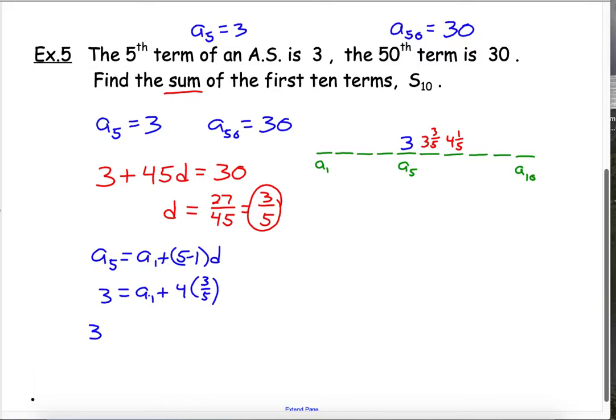It's going to be 3 minus 12/5. That'll be my first term. So that's 15/5 minus 12/5, which coincidentally is 3/5, the same as our common difference. So the first term is 3/5. And then we can just keep adding as we go. So I guess we could punch it out by hand, do a little crunching, but let's try and figure out a formula to get a series.